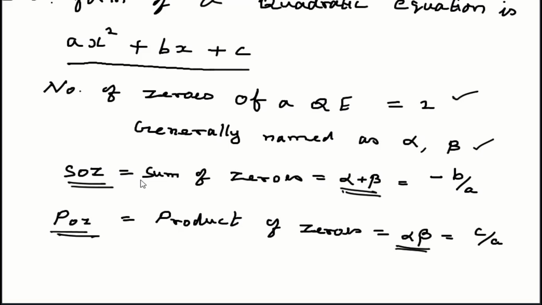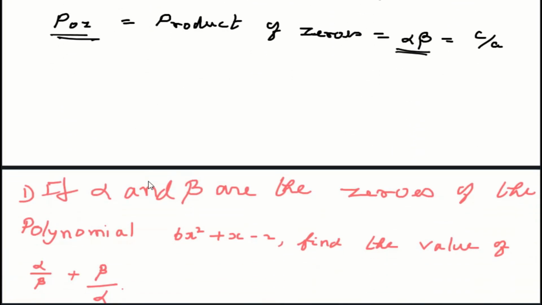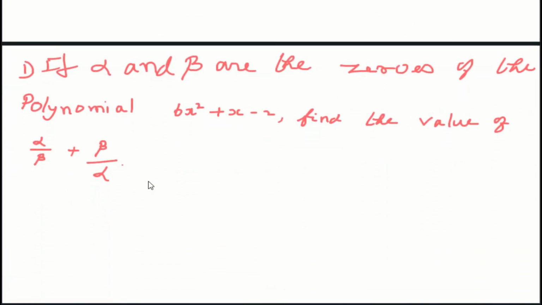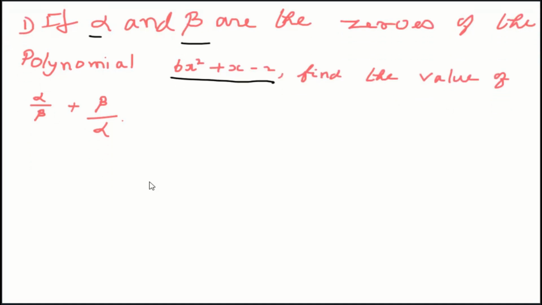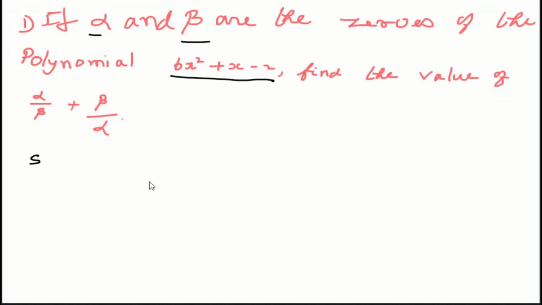So using this, let us proceed with some sums to understand the concept. Now look at this question. If alpha and beta are the zeros of this polynomial, find the value of alpha by beta plus beta by alpha. Let us proceed. He is not asking you to find what is alpha separately, what is beta separately. Please understand the question. He is asking you what is the value of this.